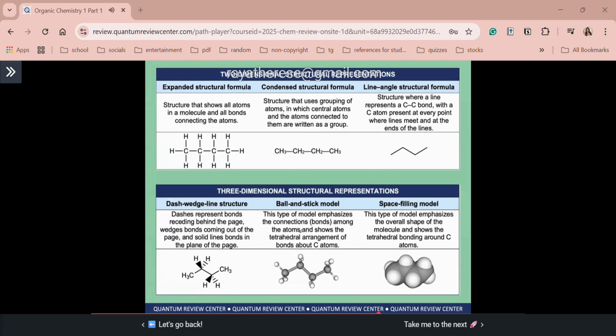Okay, let's summarize the 3D representations. Again, dash wedge line structure for stereochemistry discussions. Stick model, particularly to showcase the bond length of your organic compounds, and lastly, space filling model for the sterics. All right, most accurate again is the space filling model. All right, so that's it for our discussion on the structural representations of your organic compounds.